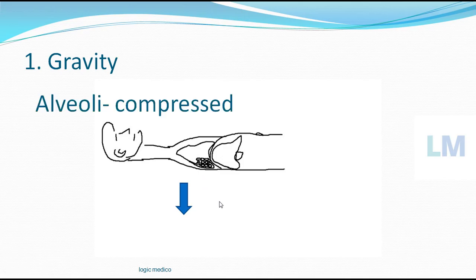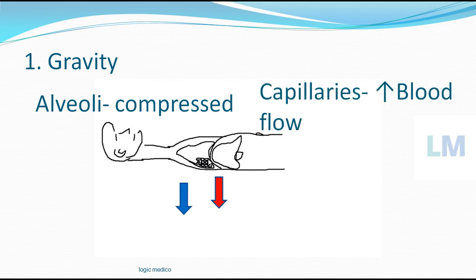So alveoli are compressed. In addition, because we are lying in the supine position, more blood will flow into this area. So more blood goes to this area, but the alveoli are not ventilated. Why? They have been compressed. So to the compressed alveoli, more blood is flowing. There is no point in this.